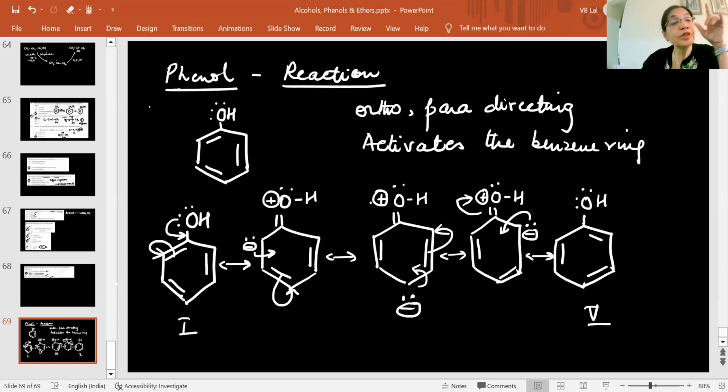Now, where does the negative charge reside in this? It is on the ortho and para positions. So what is the influence of the OH group on the benzene ring? It is ortho-para-directing, and this is the plus M effect. The benzene ring is being activated because of the plus M effect. So it is activating and also ortho-para-directing due to the plus M effect. So phenol will show reactions where the new electrophile will come on the ortho and para positions.